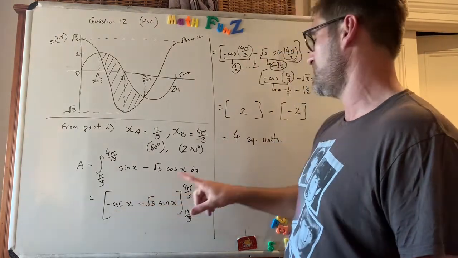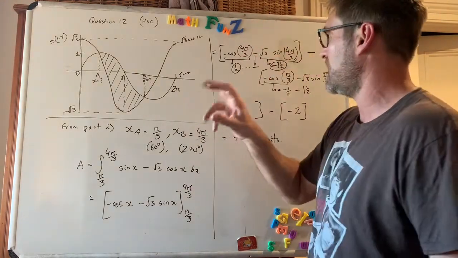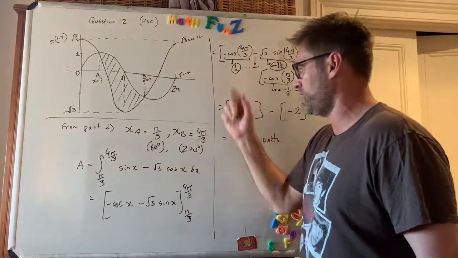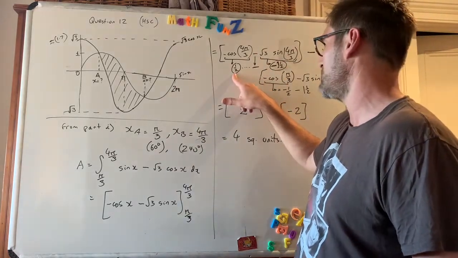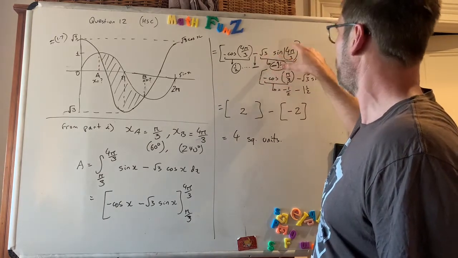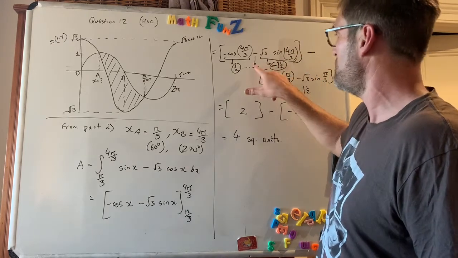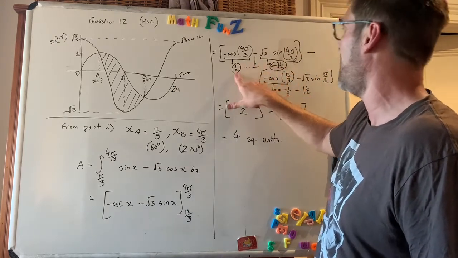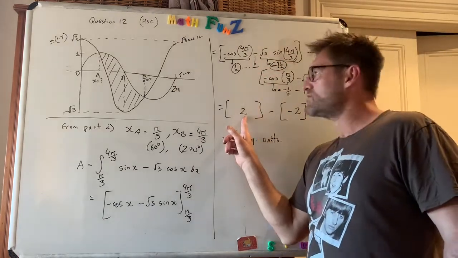Negative cos using the top value of 4 pi on 3. Putting that into my calculator, you might have used 240 degrees, I end up getting a value of a half. Just practice that until you get it right. There's the minus sign, it's root 3 sine of 4 pi on 3. Putting all that into a calculator, I ended up getting minus 1.5, so that minus became plus. A half plus 1.5 gave me the value of 2.